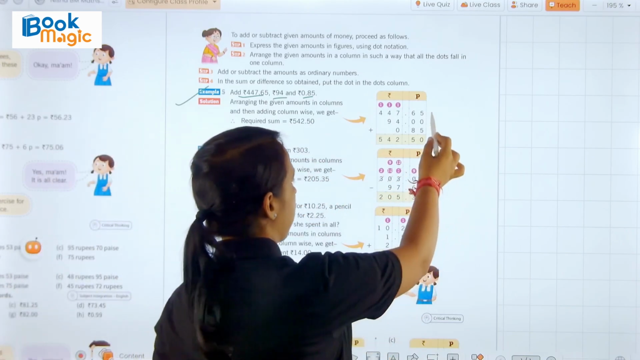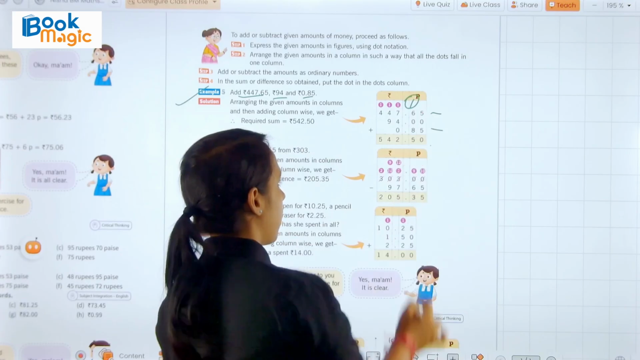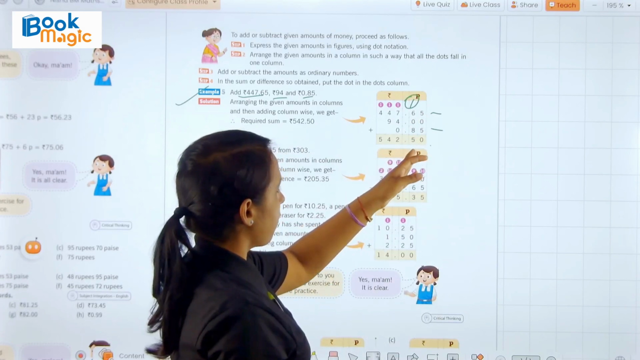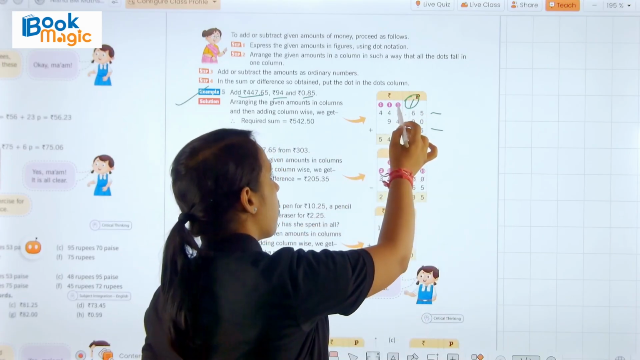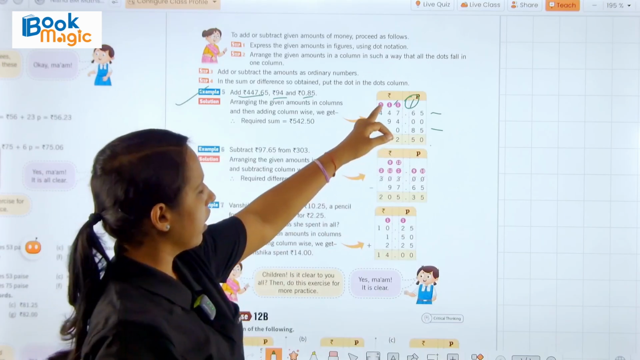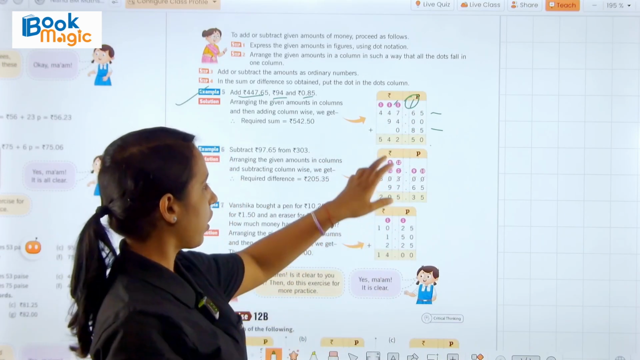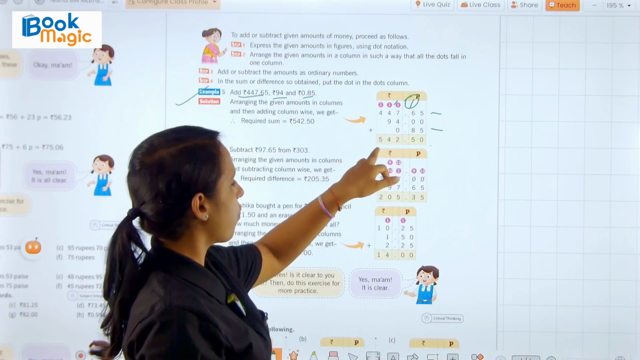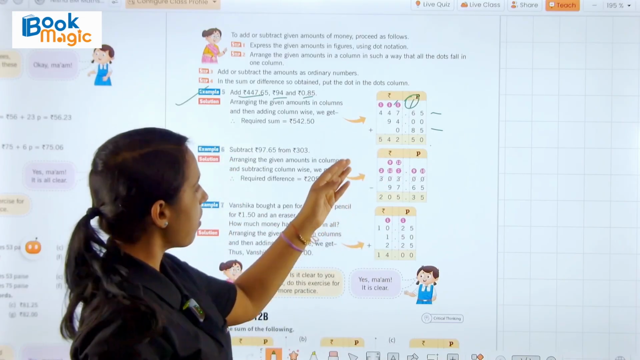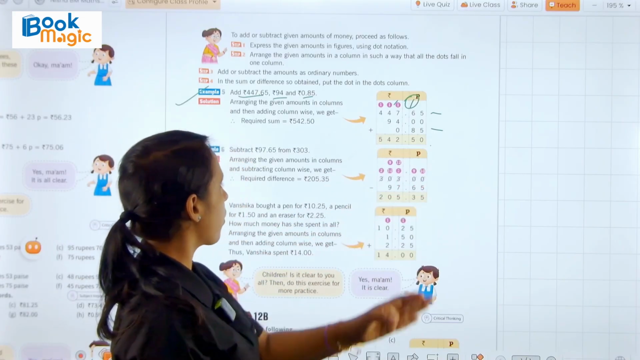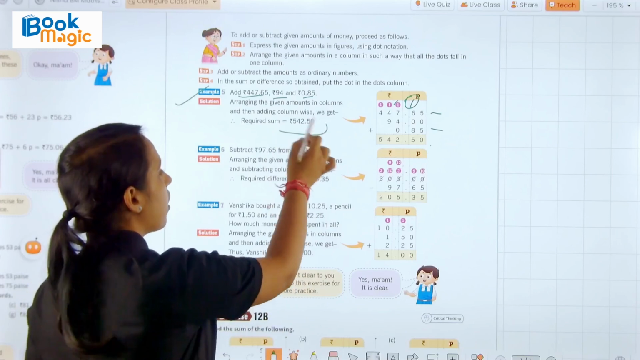So here 5, 5, 10, 1 will be carry over here, 1, 6, 7, 7, 8, 15, 1 carry over here, 1, 7, 8, 8, 4, 12, 1 carry over here, so 4, 9, 13, 13 and 1, 14. 1 will be here, so 1 and 4 is 5. So we get here 542.50 rupees. This is our answer.